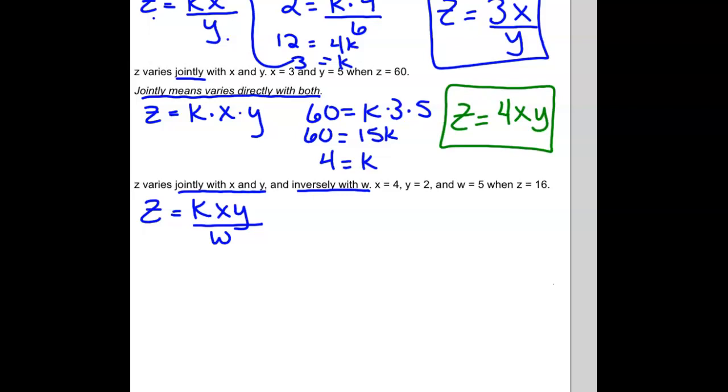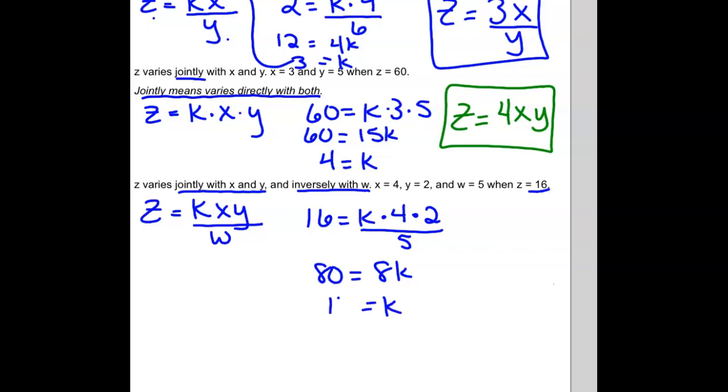Now I'm going to plug in my values. We are told that z is 16. Our x value is 4, our y value is 2, and w is 5. Okay, simplifying this, 5 times 16 would give us 80, and 4 times 2 is 8, so 80 equals 8k. Dividing, we know that k then has to be 10. So, final answer, we're going to plug that 10 back in, and we say z equals 10xy divided by w.